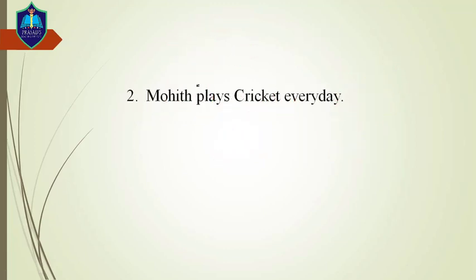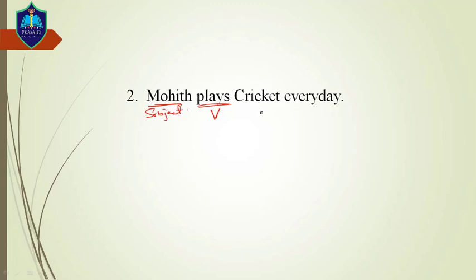So this is the second statement. Mohit plays cricket every day. So let's plot subject, verb, object over here. So plays is a verb because we can make it in all the three forms. And this is not in the passive voice. Because it is not in the passive voice, it becomes active. If it is active, doer is a subject. Mohit plays cricket. Who is the doer here? Mohit is the doer and Mohit becomes the subject here.